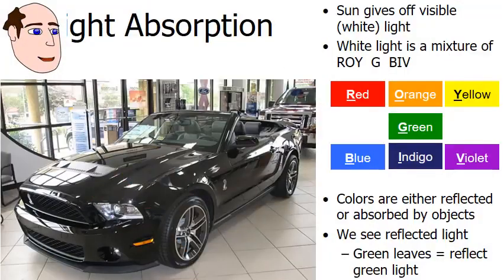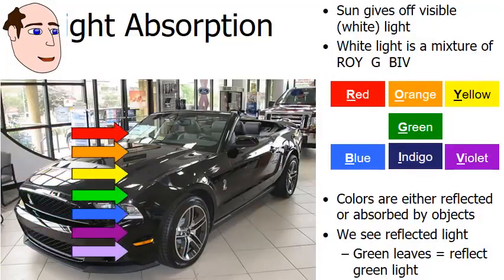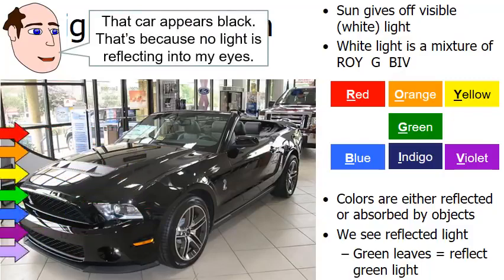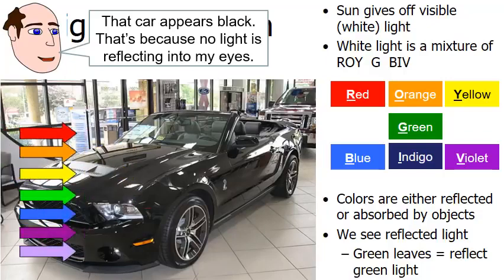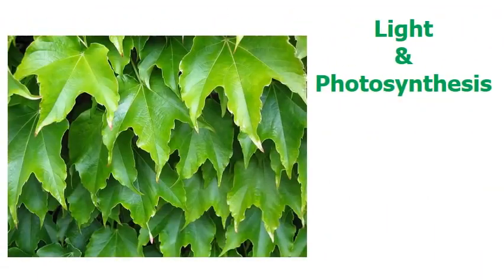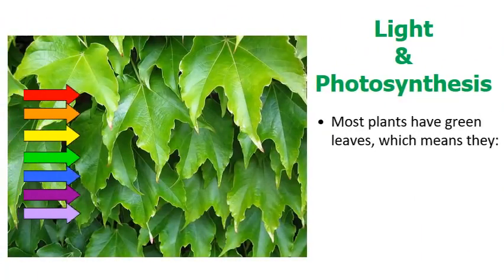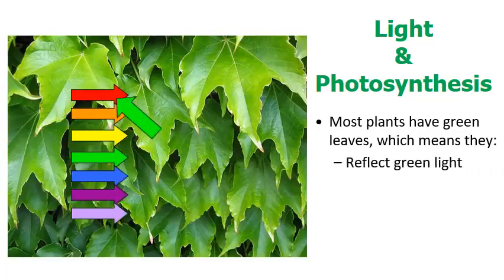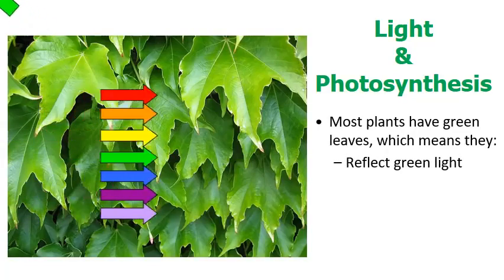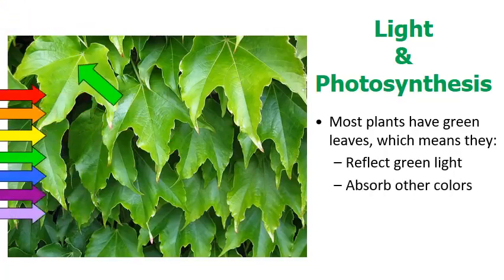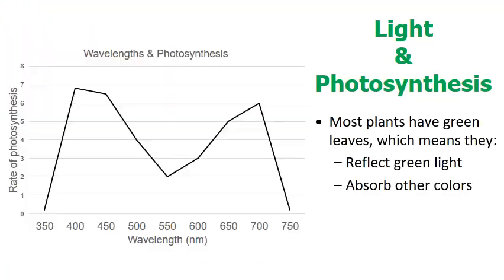Well, the opposite would be black. When light shines on a black object, nothing reflects. It all is absorbed, and that's why this automobile appears black, because there's no light reflecting into our eyes. So when we relate this to photosynthesis, plants have mostly green leaves, which means that they're going to reflect the green wavelength, but the other colors are absorbing into the leaves and are going to be powering photosynthesis.